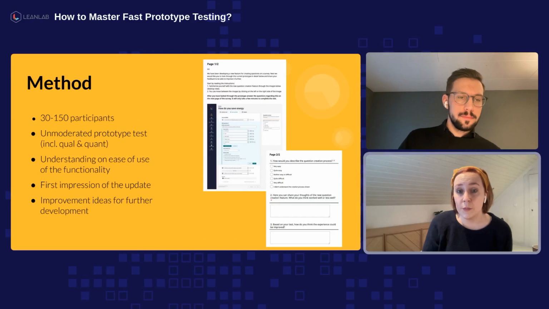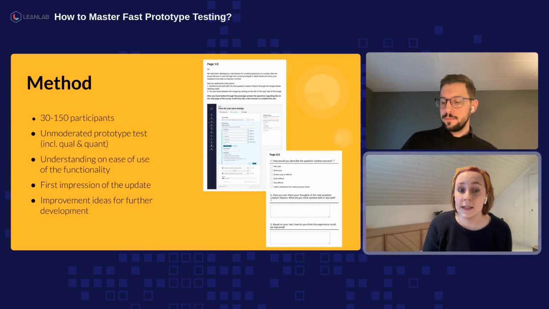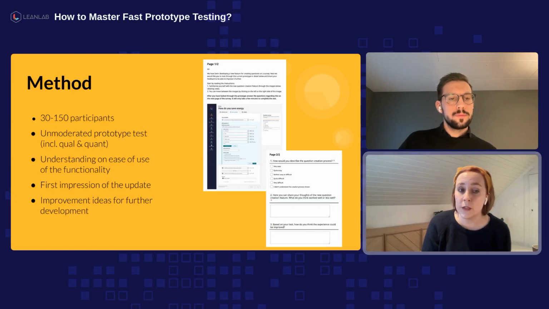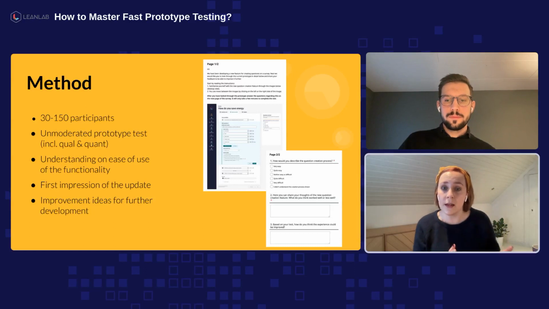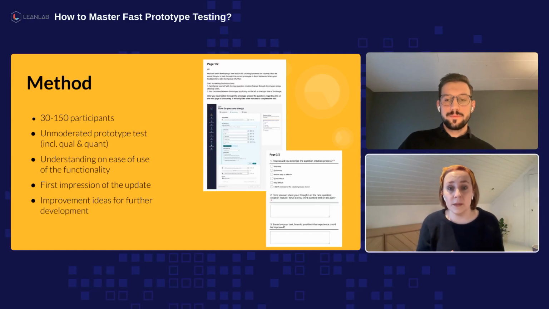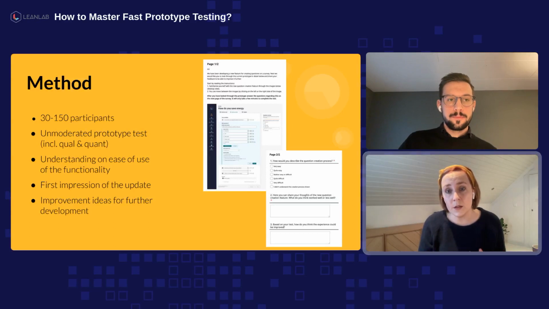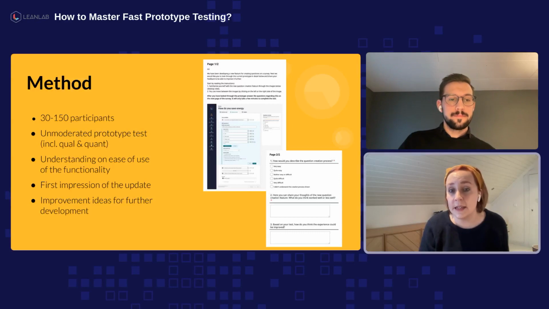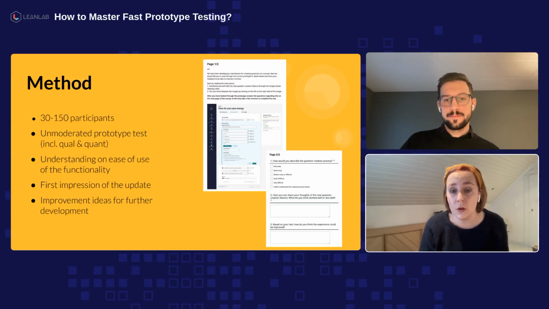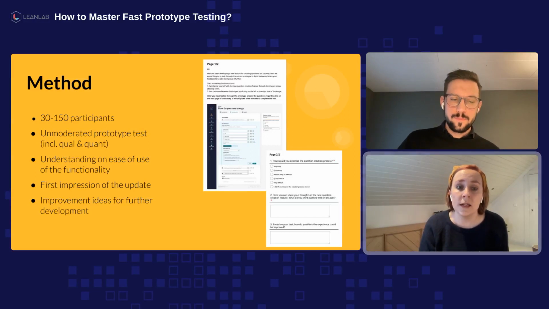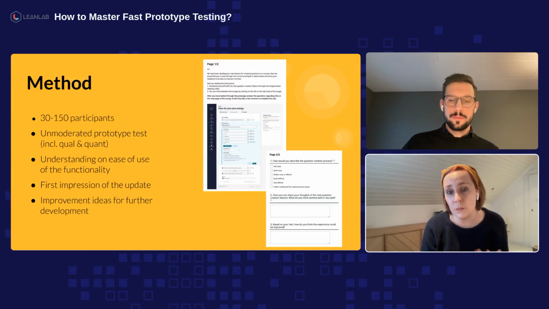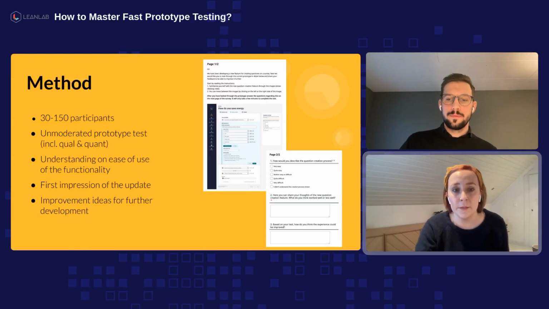And one way to approach this and help answer these questions is an unmoderated prototype test. So for example, running a survey with between 30 to 150 participants. The unmoderated prototype test here helps us scale when necessary. So we can do wider validation of the prototype itself, and it helps us understand the ease of use of the functionality. We get an understanding of the first impression of what's being developed, but also the possibility to ask for improvement ideas for further development. How do we improve the experience even further?